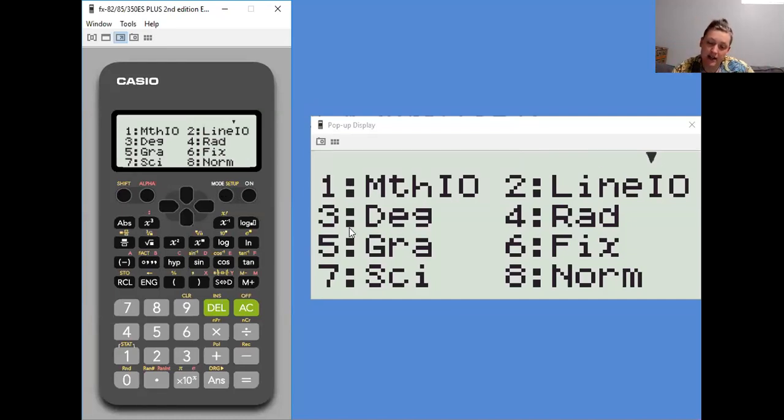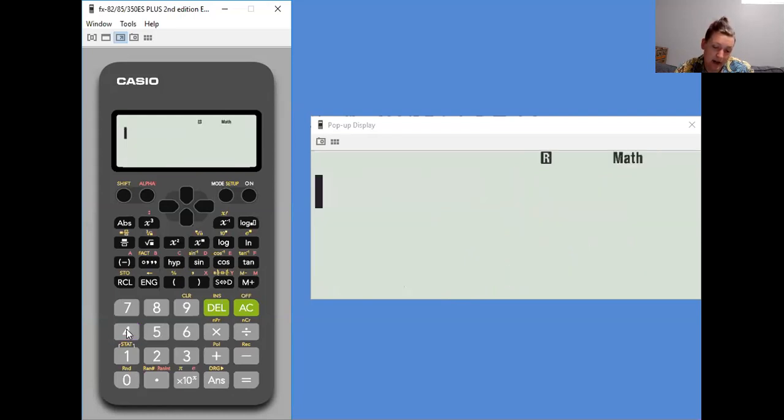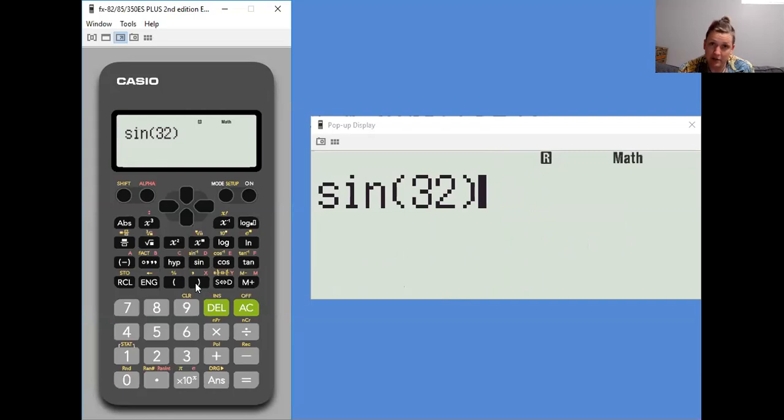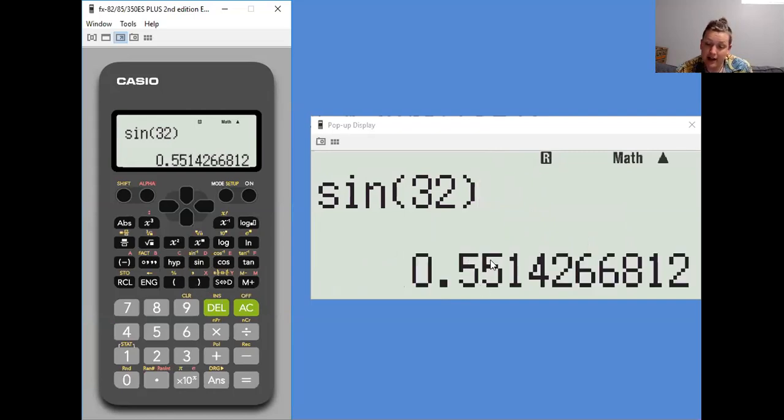Then on my screen, this pops up, and it gives me the opportunity to change some of the settings. If I wanted it to go into degrees, I would hit 3. If I wanted it to go into radians, I'd hit 4. So I could switch mine to radians, and now you see on my screen there's a little R. Now, if I did that same thing as before, sine of 32 degrees, which we already said should always be 0.53, I do not get that. I get a different answer, and that's because my calculator was in radians.